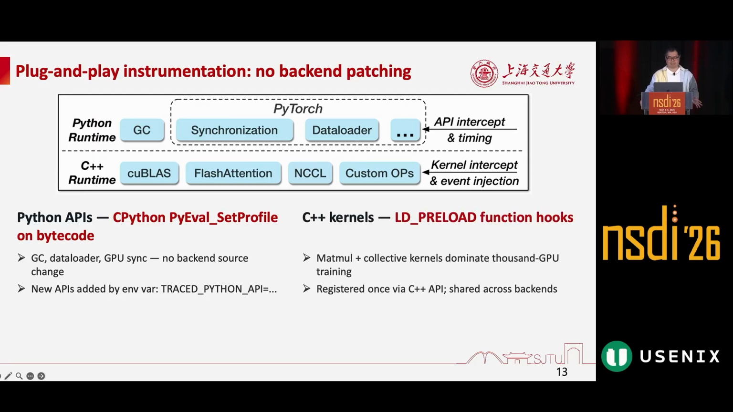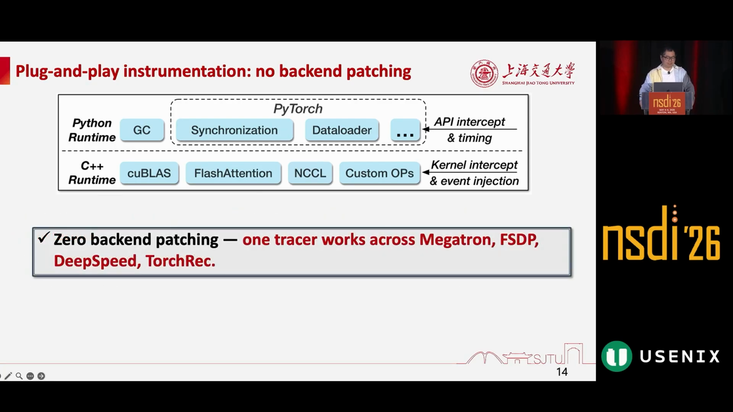C++ is simpler, so we just use a traditional method here. We use LD_PRELOAD, a classical Linux trick to hook dynamically linked functions. You can see we just hook some basic APIs, not touching the backend at all. So it means we have one tracer that works across all of Megatron, FSDP, DeepSpeed, and TorchRank. Even if some new backends come with some new APIs, we just need to update our tracer. We don't need to change the backend directly.